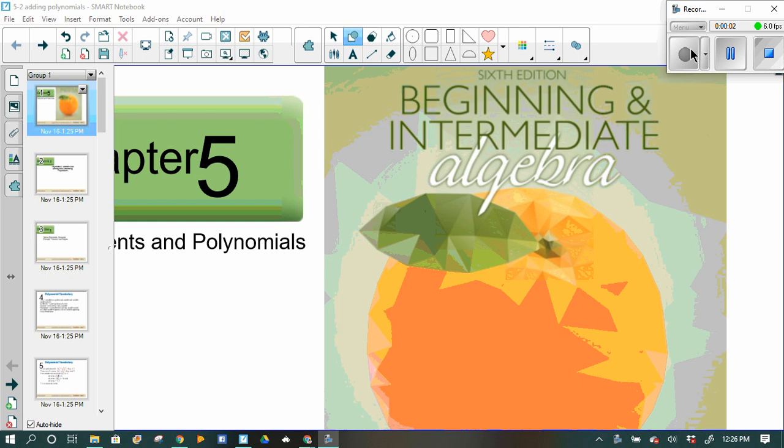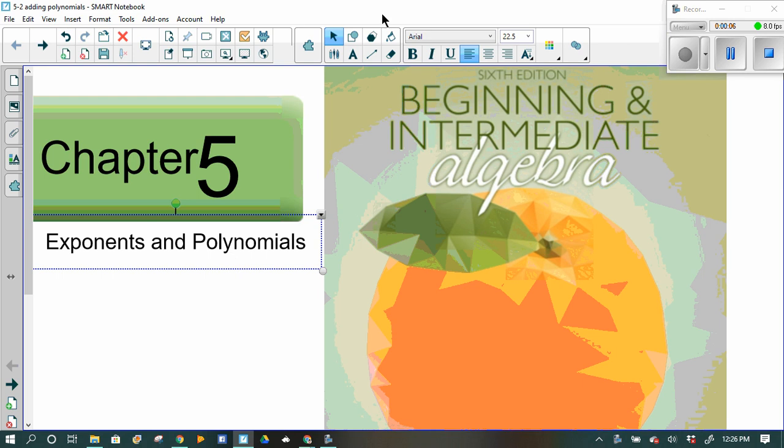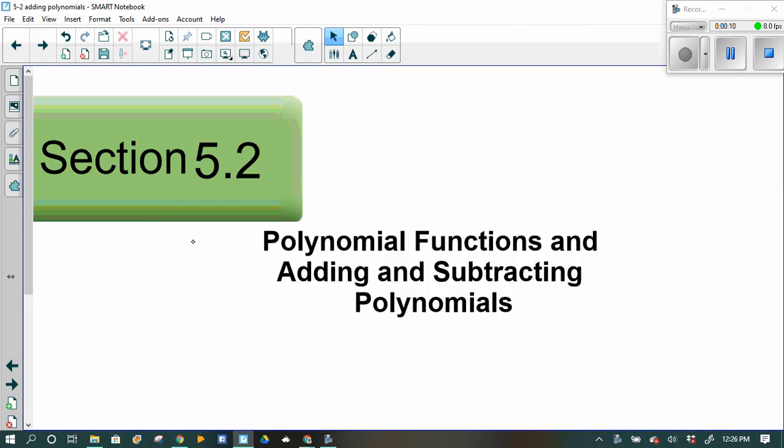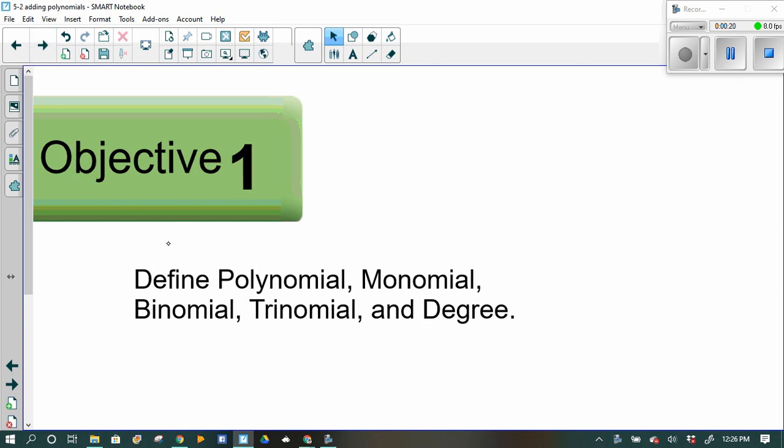All right, so a continuation of 5.1. So we're going to look at 5.2. In 5.2, we are going to talk about polynomial functions and adding and subtracting. So basically, we're just going to be combining like terms. But now we're going to talk about defining what a polynomial, a monomial, a binomial, a trinomial, and a degree are.